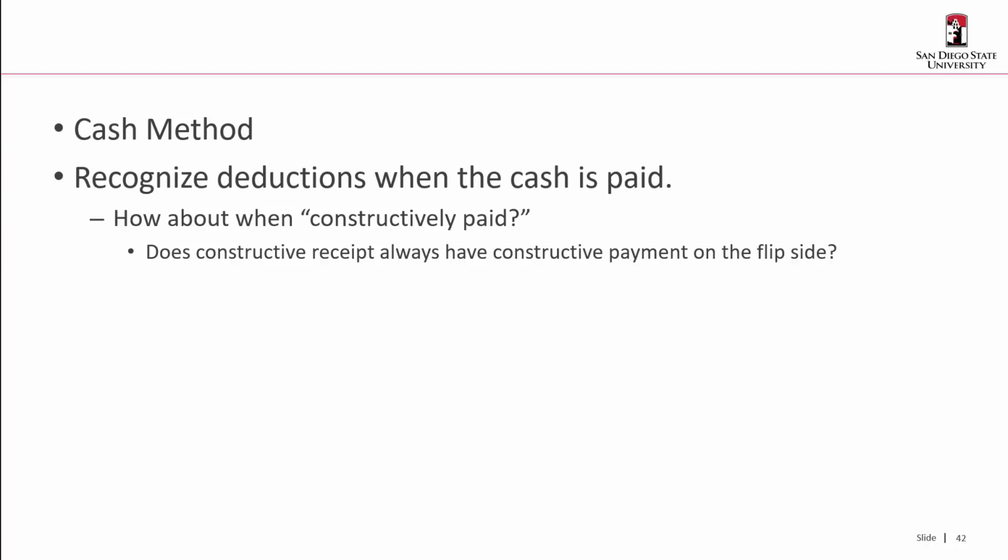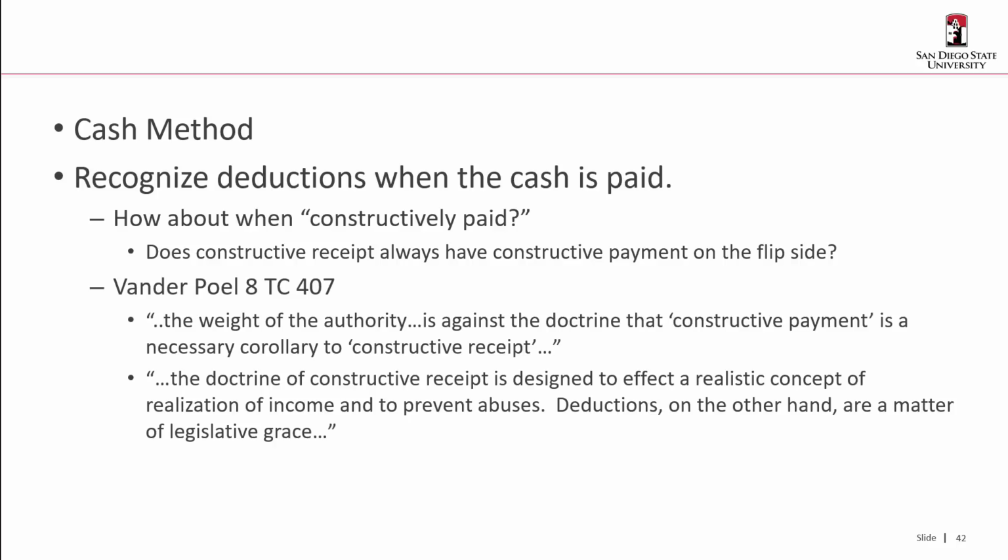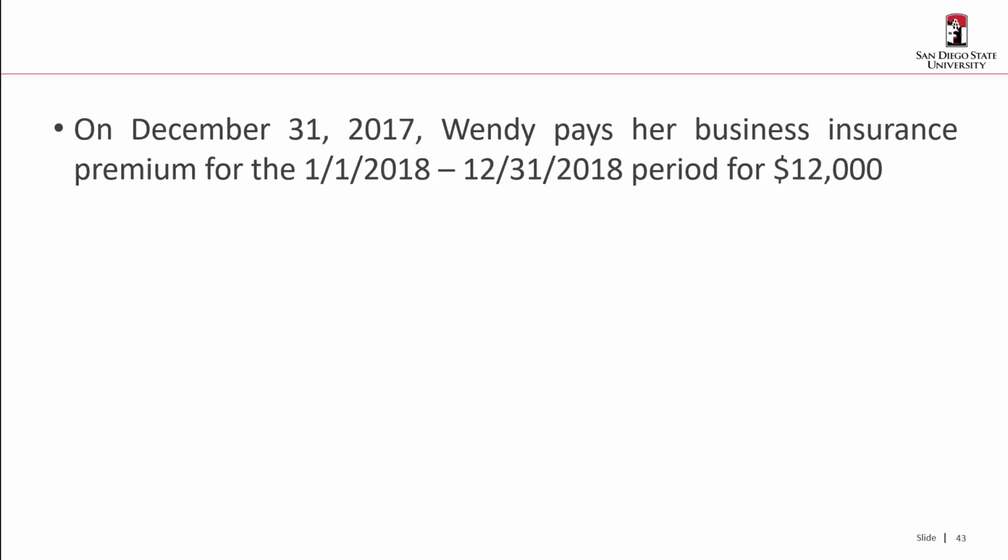So we're going to start with cash basis. And the rule is you recognize deductions when they're paid. And there is no such thing as constructively paid, right? Because recall, for income, we had this notion of constructive receipt, which broadened what it meant to recognize income. Well, there's no such broadening under the cash method for deductions. And in fact, there's a Tax Court case that says there is no such doctrine as constructive payment. And deductions are a matter of legislative grace. So it just means you deduct them when paid.